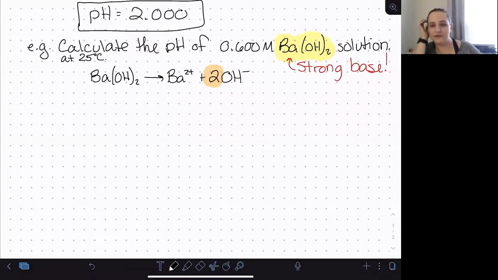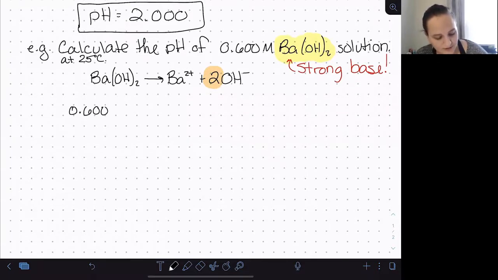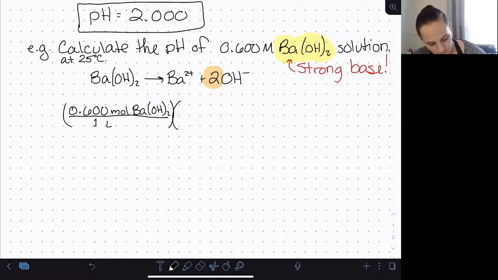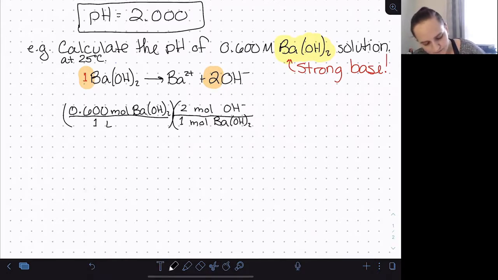So the first thing we need to do here is figure out what the concentration of hydroxide is going to be after this barium hydroxide has dissolved. So we're told in the problem that we have 0.6 moles of barium hydroxide per liter. And according to our reaction, 1 mole, we have our invisible 1 over here, 1 mole of barium hydroxide dissolves to produce 2 moles of hydroxide ion.